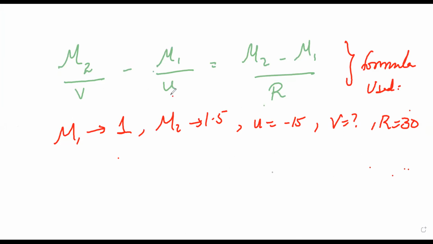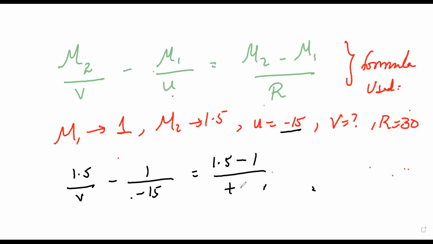So I'll simply substitute in the formula here, correct? Mu2 by v, and mu2 is nothing but 1.5. So I'll substitute everything: 1.5 by v minus mu1, 1 by u, which is minus 15, equals mu2 minus mu1, that is 1.5 minus 1, by r, and my r is plus 30. I told you the reason why we take 30 and everything. While solving this, we'll get the v value as minus 15.